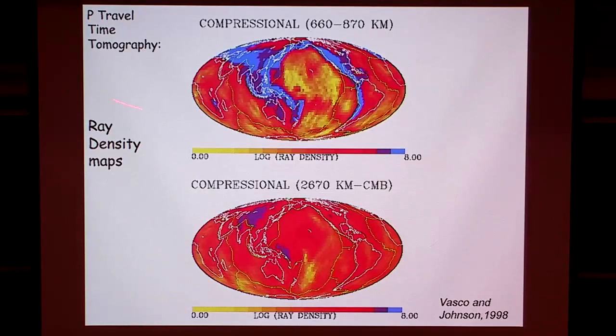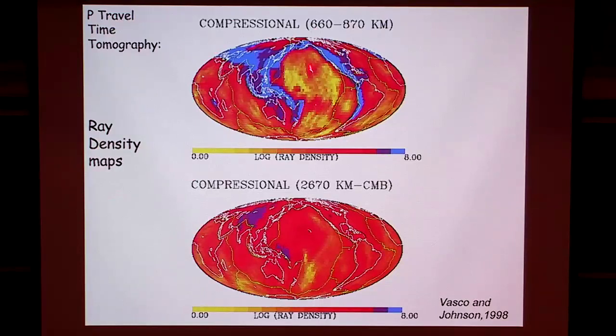This is showing, for P wave travel time tomography, the difference in sampling. This is at the top of the lower mantle, and this is at the base of the lower mantle. And you see how non-uniform it is. I mean, it kind of makes sense, right? Because we don't have earthquakes or stations in the middle of the ocean basins, and fewer in the southern hemisphere. Coverage is really rather poor in the middle of the oceans.